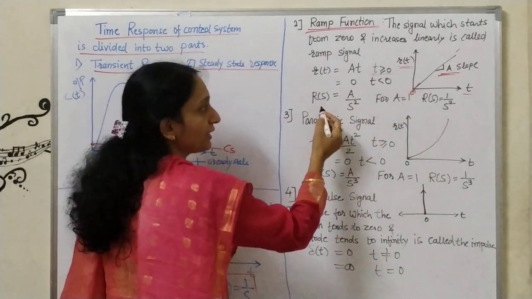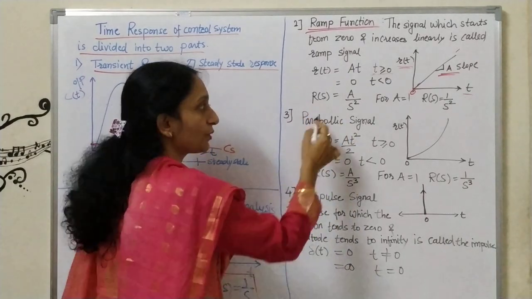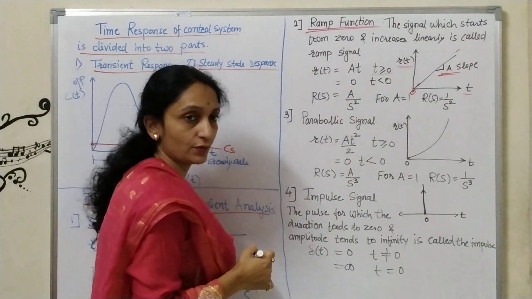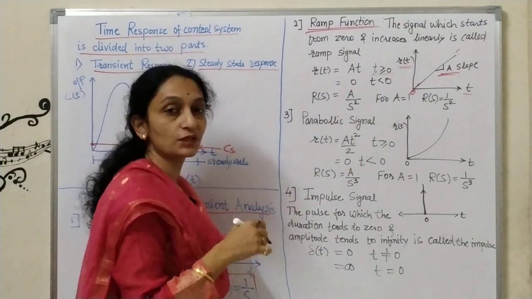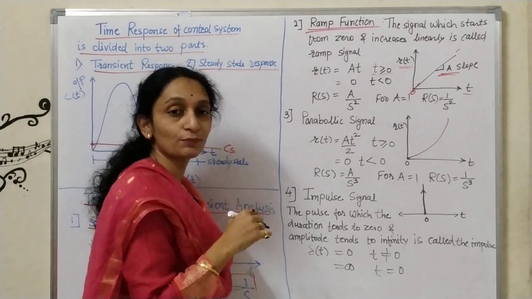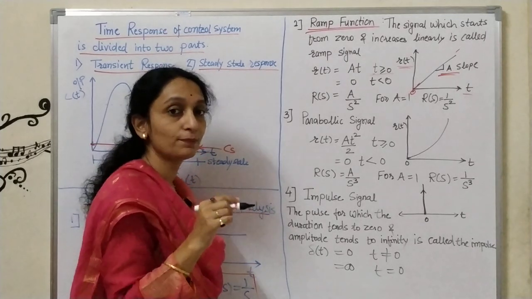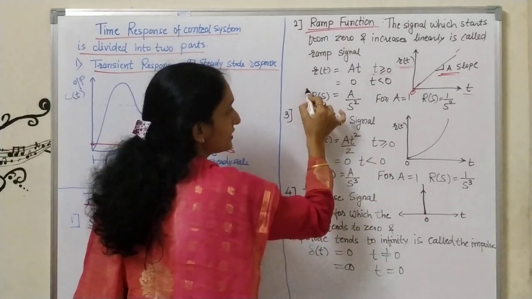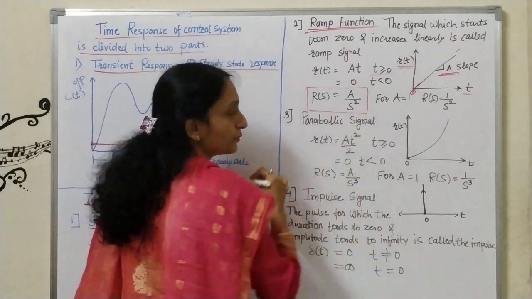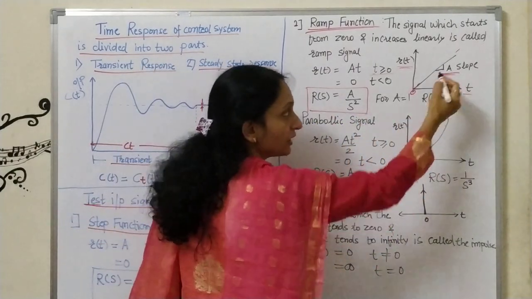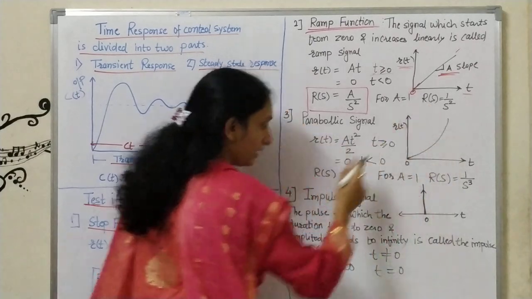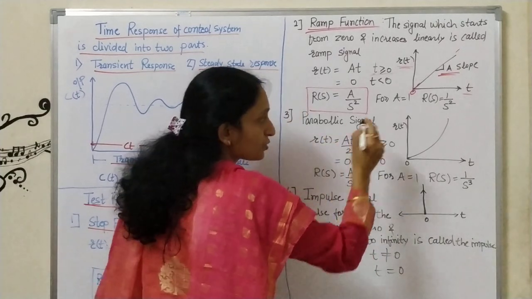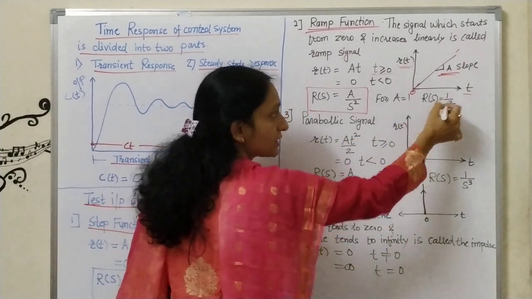Now again we will take the Laplace transform of this input, that is R of s. As t is there, this will be a by s square, because we know the Laplace transform of t raised to power n is n factorial upon s raised to power n plus 1. Please remember, n factorial upon s raised to power n plus 1. So R of s is equal to a by s square. We got this input. For a is equal to 1, if the slope is unity, here a is different. Here a is amplitude and here a is slope. So if a is equal to 1, R of s is equal to 1 by s square.